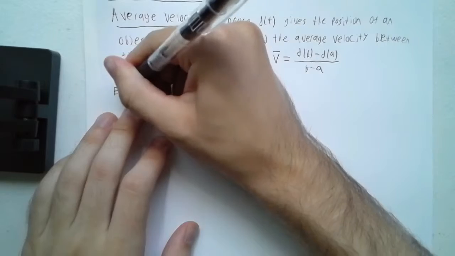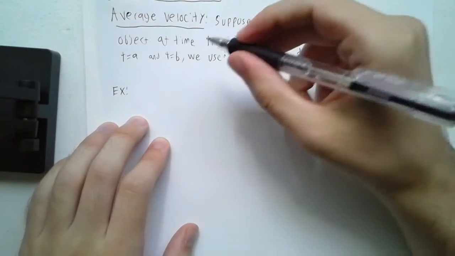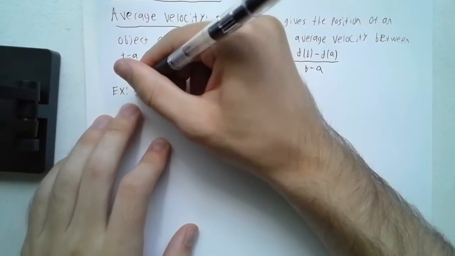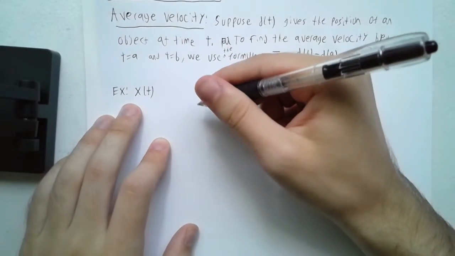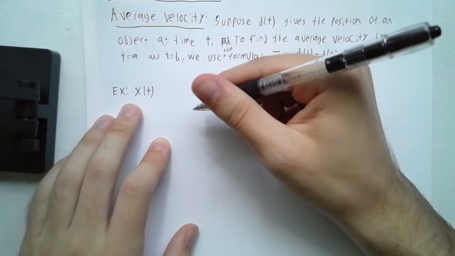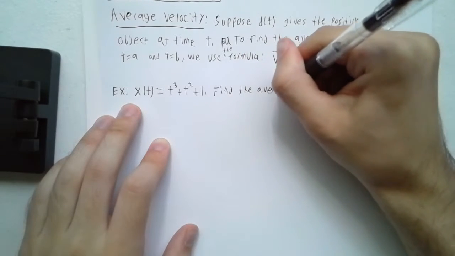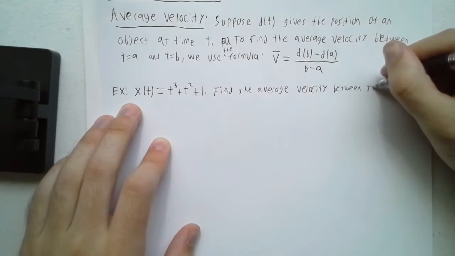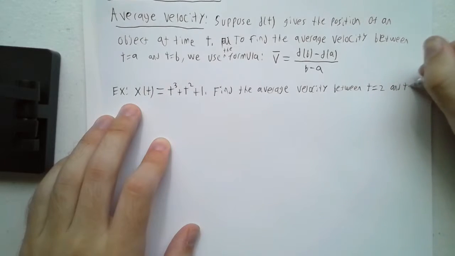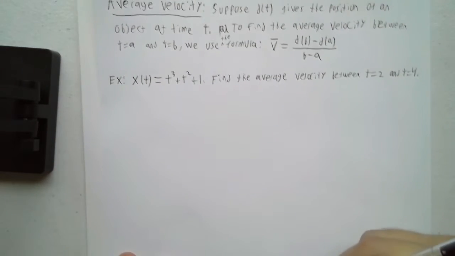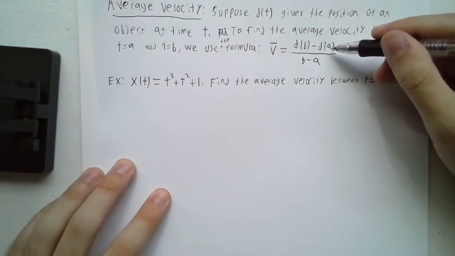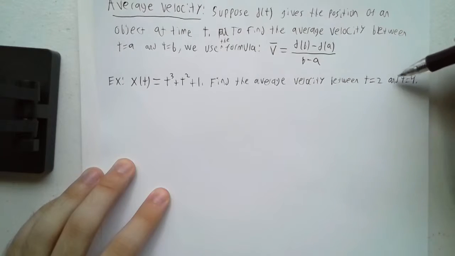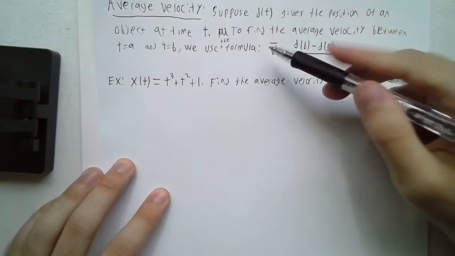So for example, suppose we have some car driving along the x-axis and its coordinate on the x-axis at time t is given by t squared plus 1. And we want to find the average velocity between t equals 2 and t equals 4. So the way we would do this is to plug into our formula here. In this case, b is equal to 4, a is equal to 2, and instead of calling my function d, I've called it x, but that doesn't really matter.